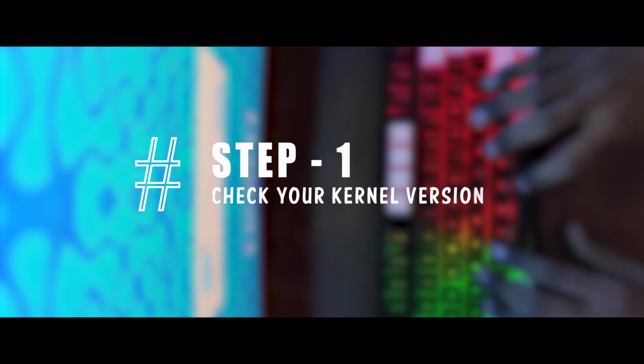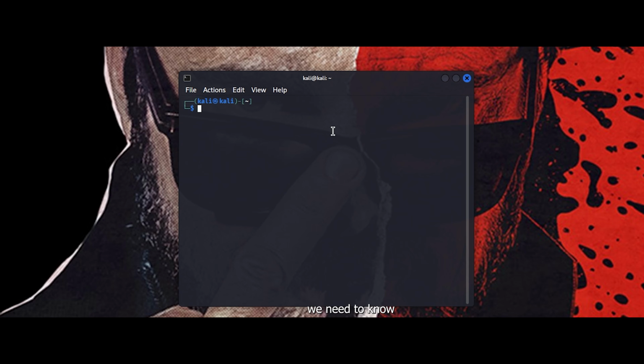Step 1. Check your kernel version. First, we need to know which version of Kali and which Linux kernel you are using. For that, just open terminal and type uname -r. Now note this version, we will need it to download the correct driver files.